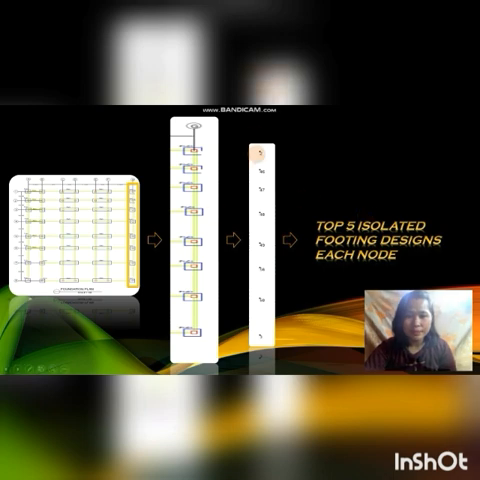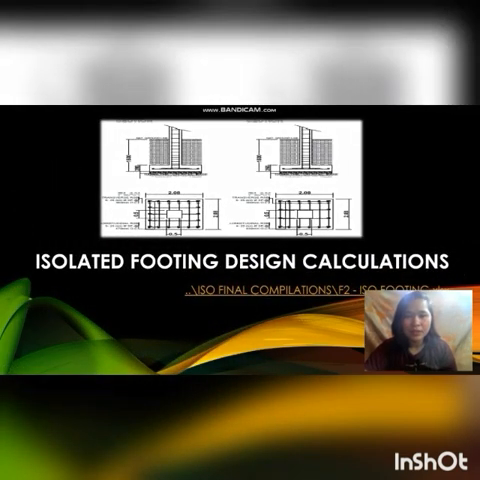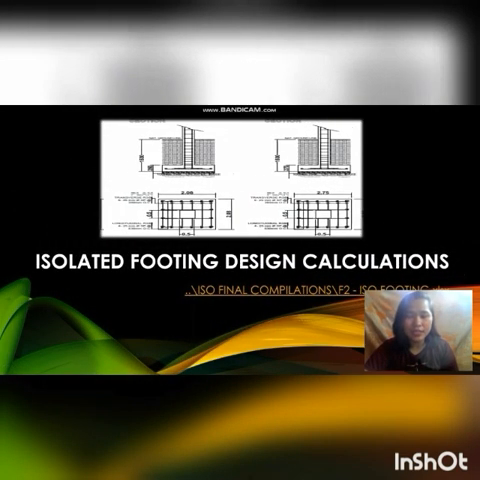So in this column here, we can see the corresponding nodes of the columns. For our first column or footing, we have node 2, next 46, 47, 48, 49, node 56, 50, and 3. So in these 8 nodes, we will choose the top 5 isolated footing designs for a total of 40 isolated footing designs. So next here is our isolated footing design calculation.